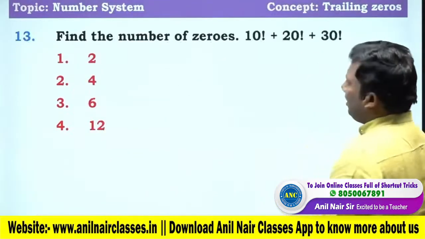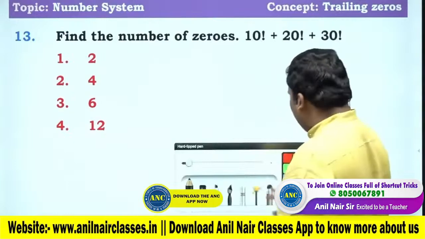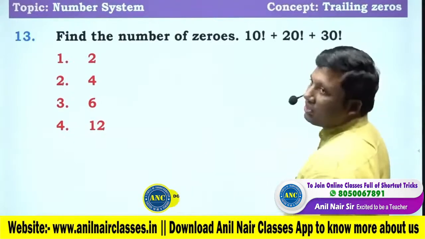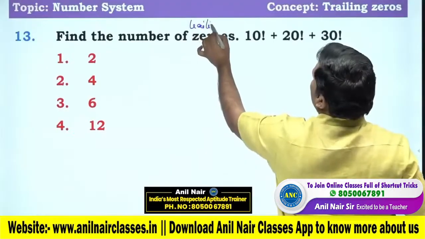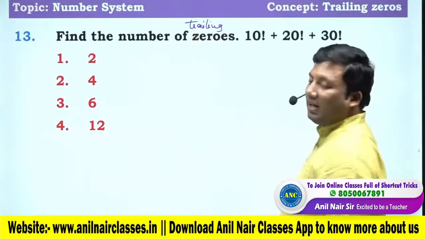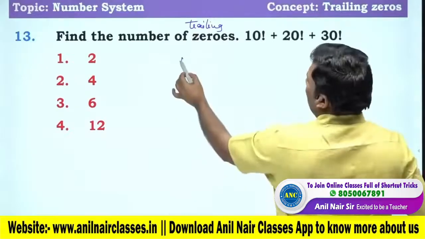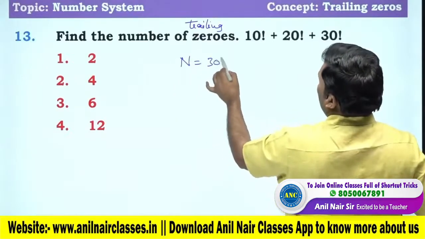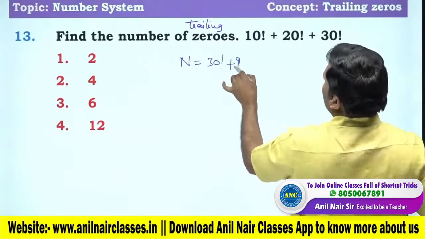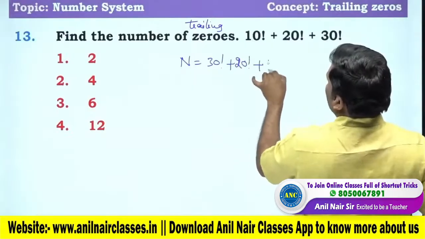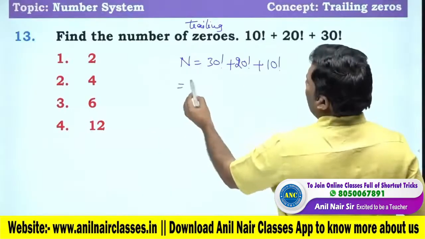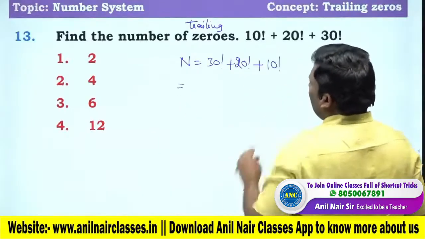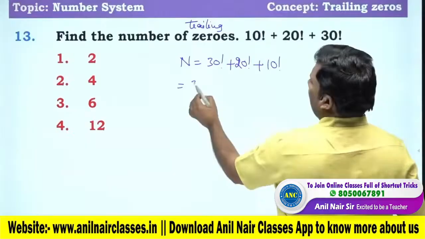Next one, we already did this kind of question, factorial additions. Find the number of trailing zeros. Please add that keyword, sir, otherwise mathematically it will be incorrect. So N is 30 factorial plus 20 factorial plus 10 factorial plus 10 factorial. So this can be written as 30 factorial plus 20 factorial plus 10 factorial plus 10 factorial.